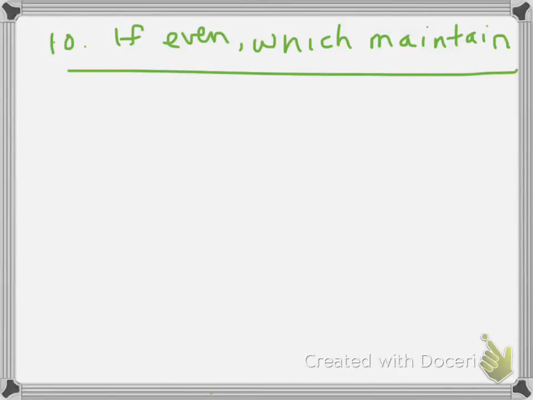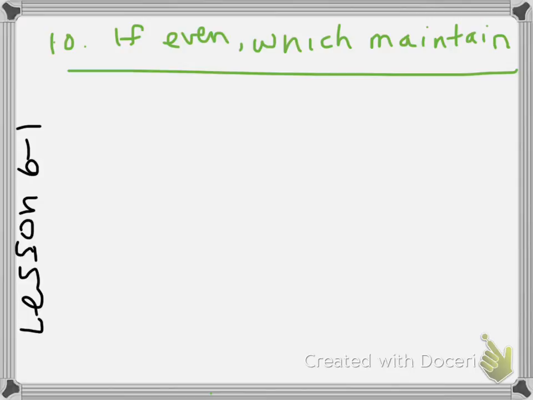Okay, so what we're going to be looking at in this is we're still going to be in Lesson 6-1, and we're answering questions 10, 11, and 14. Okay, so question number 10 is asking, if a function is even, which transformations will always maintain the symmetry of the graph, and explain why.